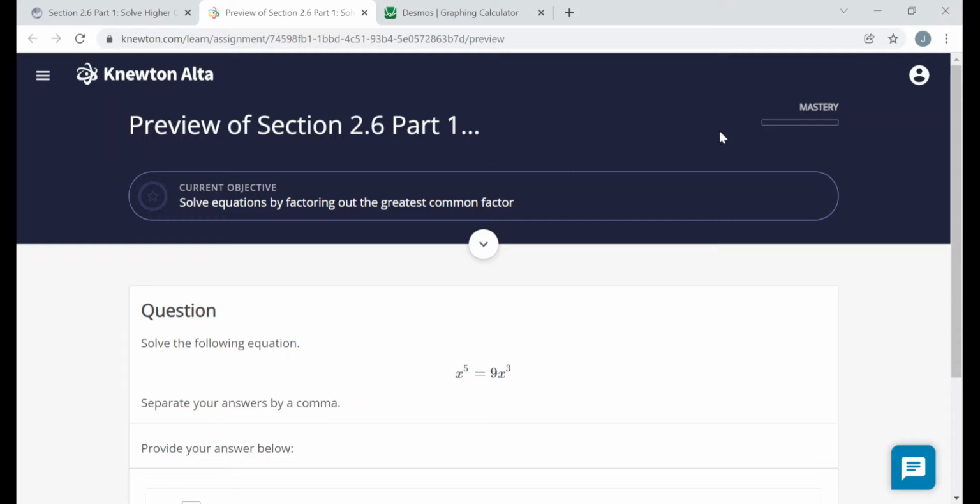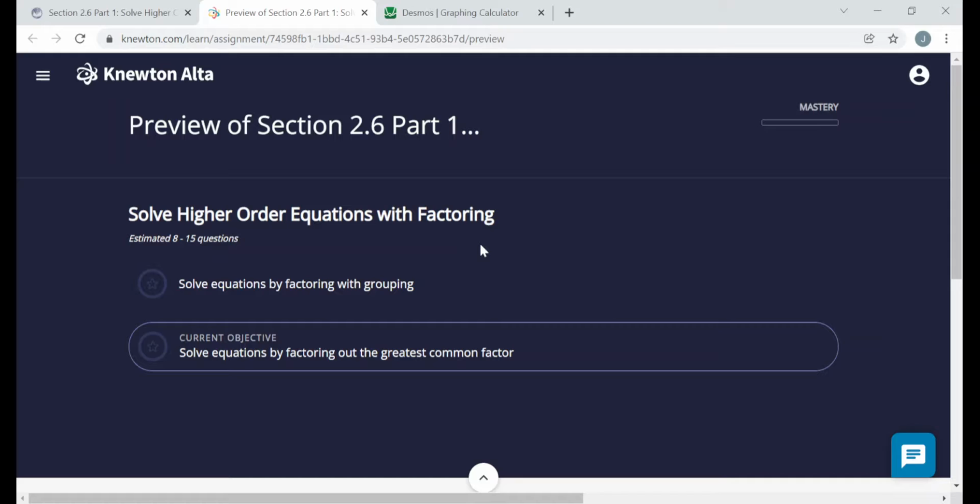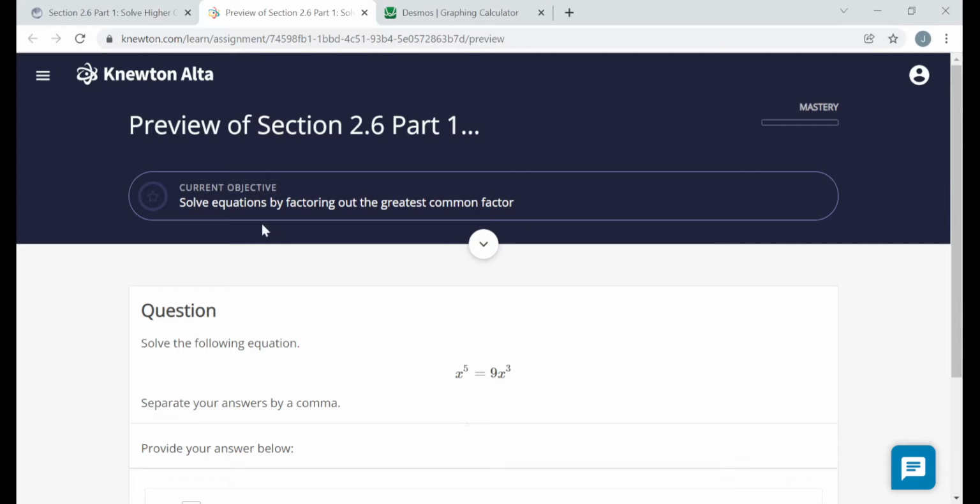Alright, so here's your assignment page. You've got your typical title, the mastery bar. You can see your objectives. Looks like there are 2 objectives for this assignment. Then you have your current objective on here, and then a question below it, related to that objective.